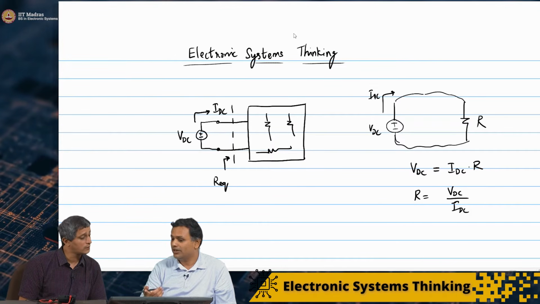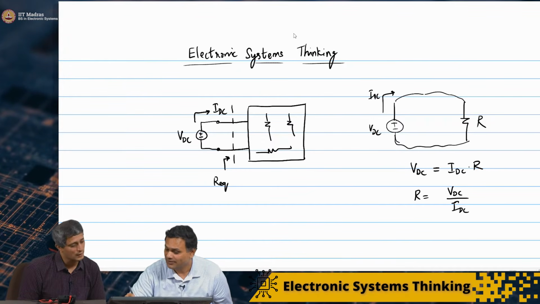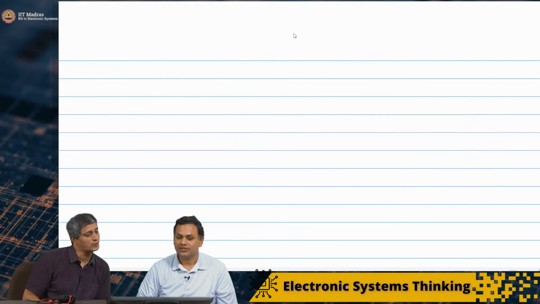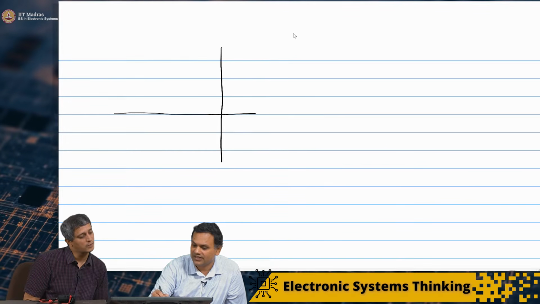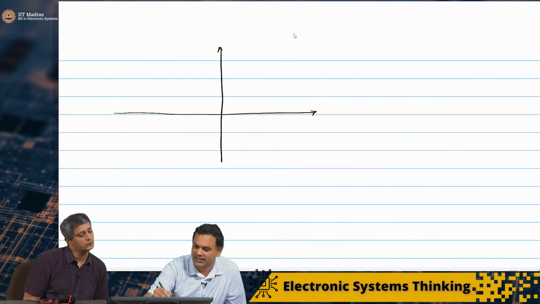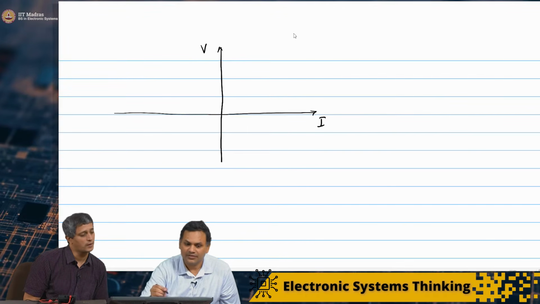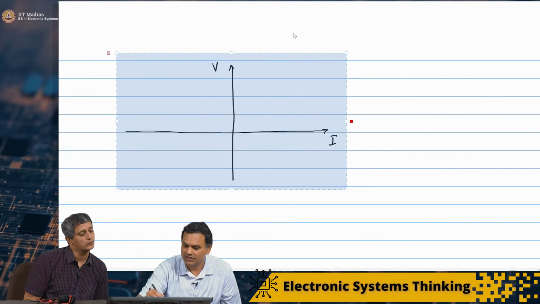Let's see if that is true. That's interesting. Now I'll go to the next page. Because it seems to be giving the value immediately. So let us see. I'm going to draw the VI characteristics of a resistor. Let me move this a little bit down.